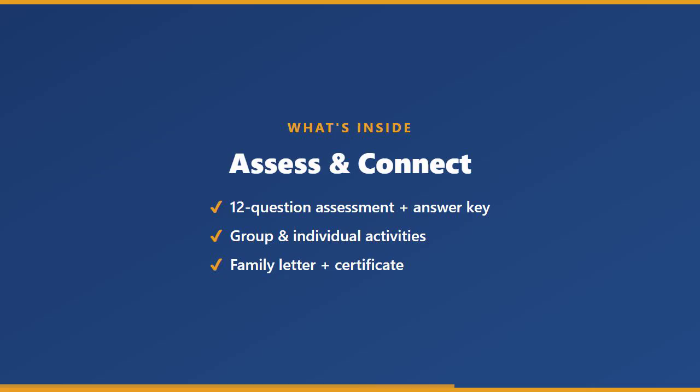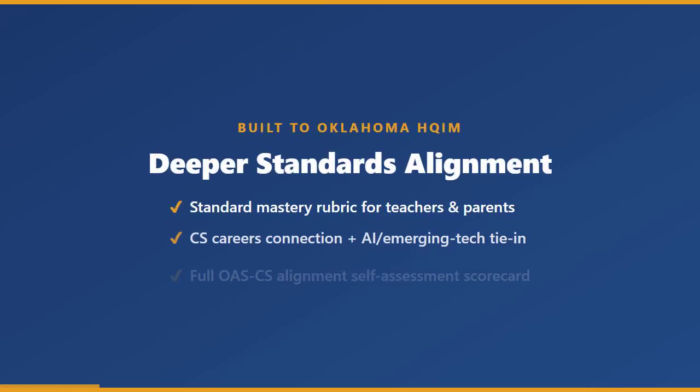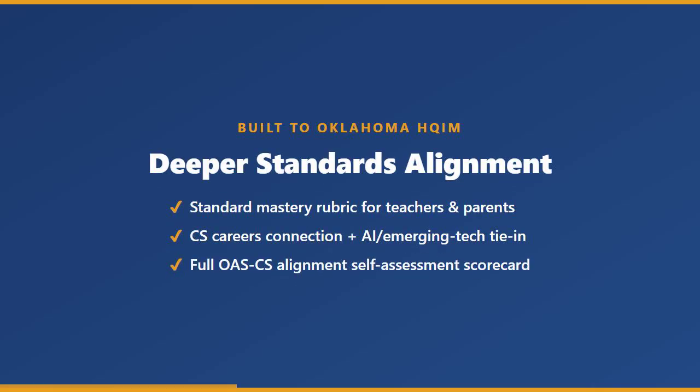a CS Careers connection, and an AI connection, all built to the Oklahoma HQIM rubric, plus a 10-question assessment with answer key, group and individual activities, vocabulary puzzles, a family letter, and a certificate of achievement.